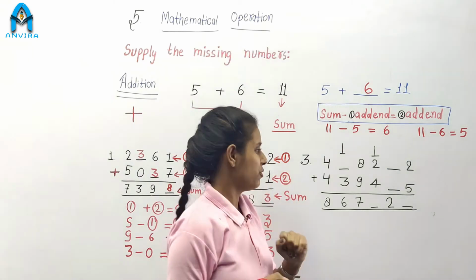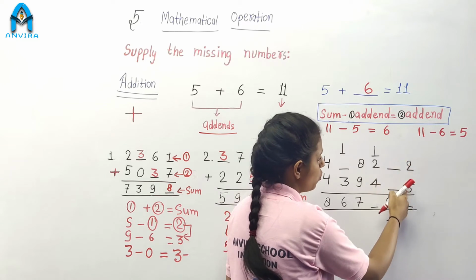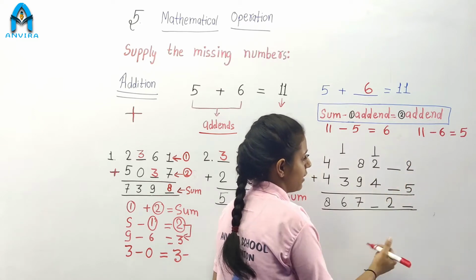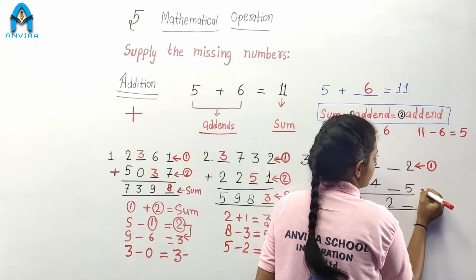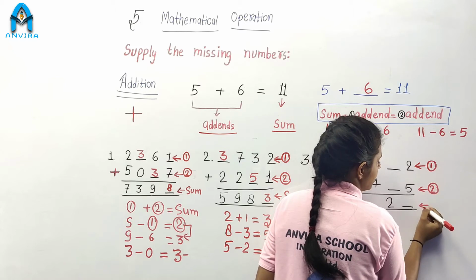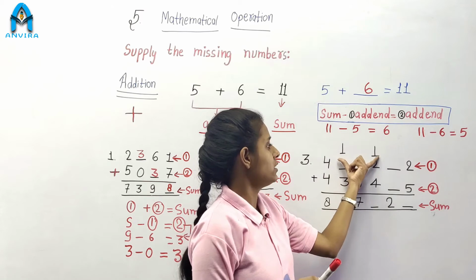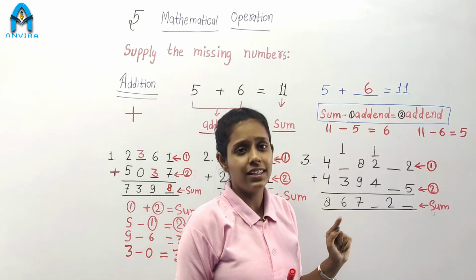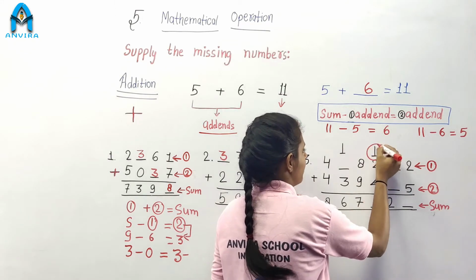Question number 3. Let's start with here. 2, 5 and blank. This is our first addend. This is second addend and this is sum. And what about this one and this one? They are carries.